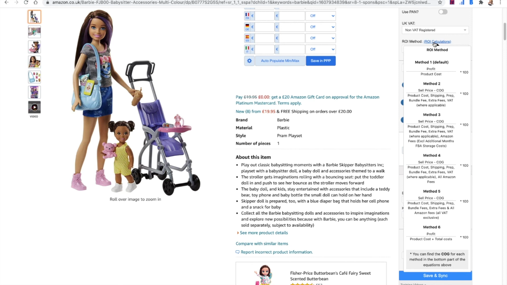So if you're in the UK, I'd suggest you choose between method 1, which is the most popular, and method 4, which we believe to be the most correct. And if you're in the US, then method 5 will probably suit you best. So that's how return on investment works.